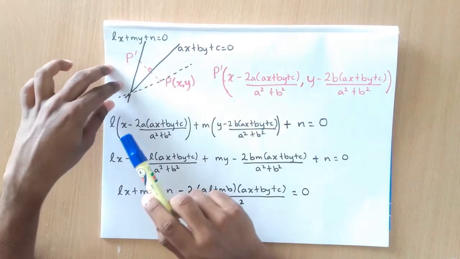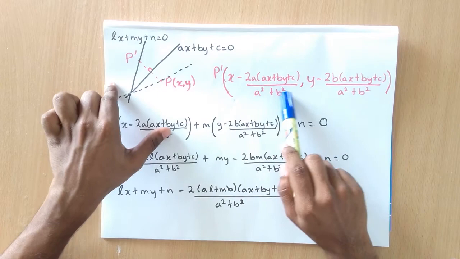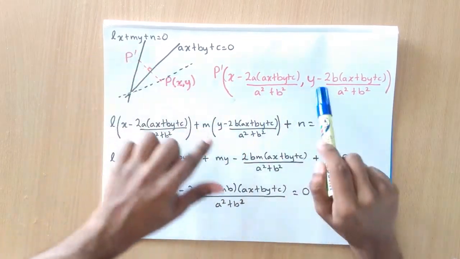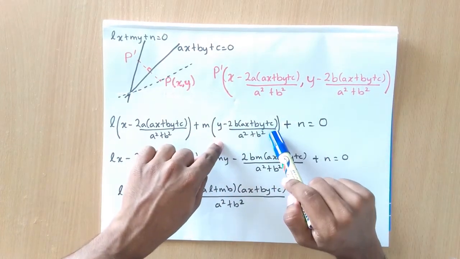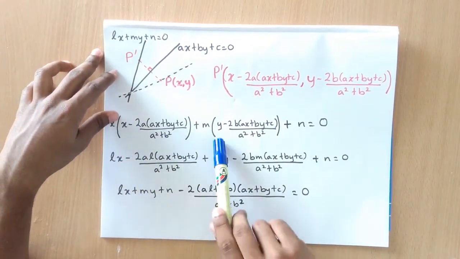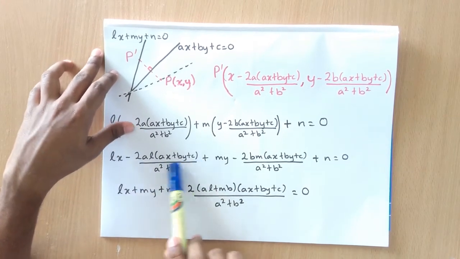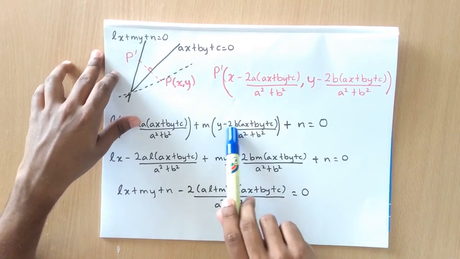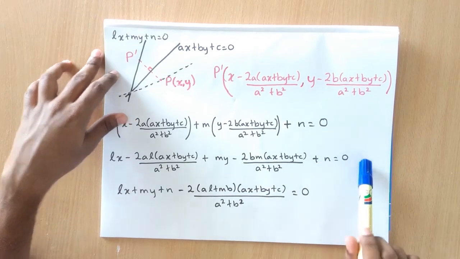So that will give us L into (x minus 2a into (ax + by + c) over (a squared + b squared)) plus m into (y minus 2b into (ax + by + c) over (a squared + b squared)) plus n equals 0. When we open these two brackets, we get Lx minus 2al into (ax + by + c) over (a squared + b squared) plus my minus 2bm into (ax + by + c) over (a squared + b squared) plus n equals 0.